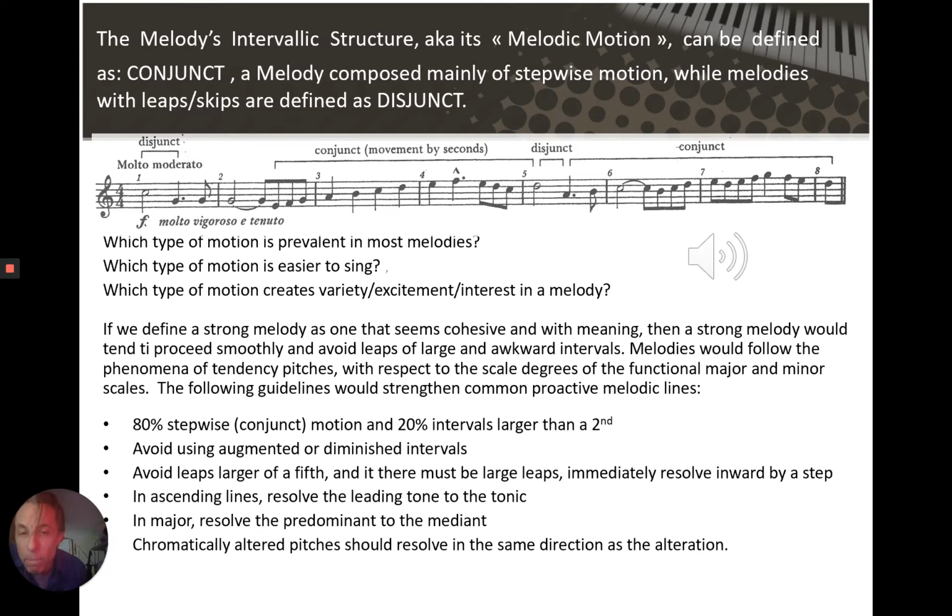So we want a melody that's cohesive and with meaning. Then a strong melody would tend to proceed smoothly and avoid the leaps and awkward intervals. So just the contrast and the balance there. So as we go through the analysis or you're thinking about your own melodies, these are things that are unifying factors in melody. So most melodies are going to be conjunct, and then maybe 20% are going to be the variation of that.